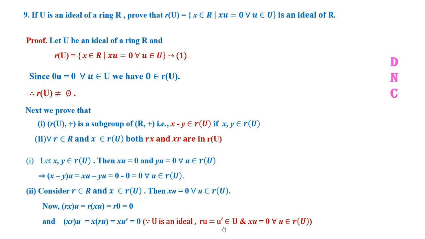If U is not given to be an ideal, then this condition will fail. And this says that xu prime, but you have said that xu is 0 for every u in U. So in particular for u prime also it should be true. So xu prime is 0. So you have both xr and rx. If U is not given as an ideal, only this condition will be true. So that means it will be only a left ideal but not a two-sided ideal. Just because we are given U to be an ideal, R of U is a two-sided ideal. Otherwise, it's only a left ideal.